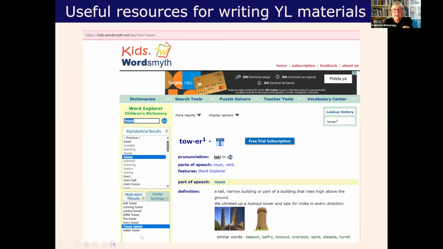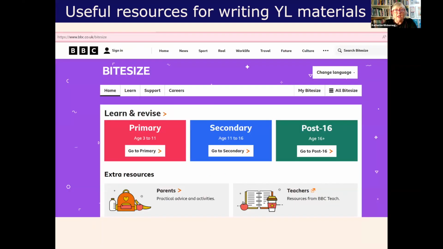This is another one, okay? Kids Wordsmith. And this gives us some extra stuff, okay? So it tells us, whether it's a noun or a verb, it's got some features, it's got a definition, and then it's got an example sentence. So again, you can take the information from here and then change it to make it your own, but they're both equally useful.